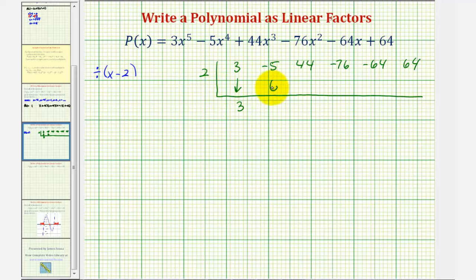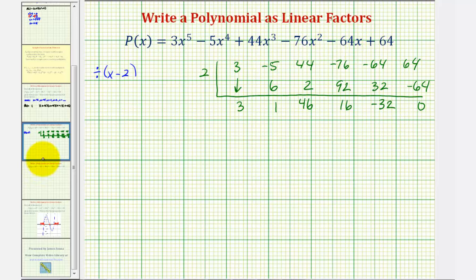2 times 3 is 6, and then we add. 2 times 1 is 2, when we add. 2 times 46 would be 92, and we add. 2 times 16 is 32, and we add. 2 times negative 32 is negative 64, and we add. Notice how the remainder is 0, and that's because x minus 2 is a factor of this polynomial function.